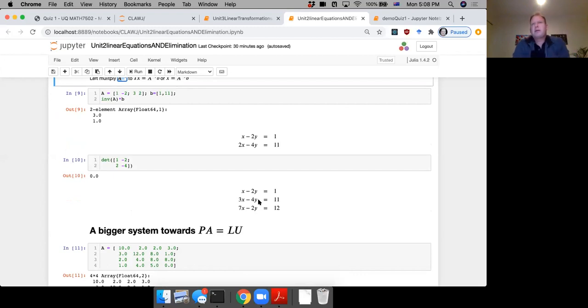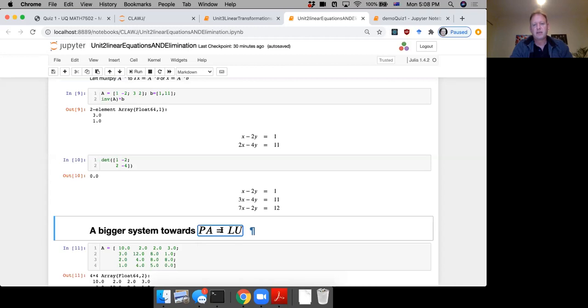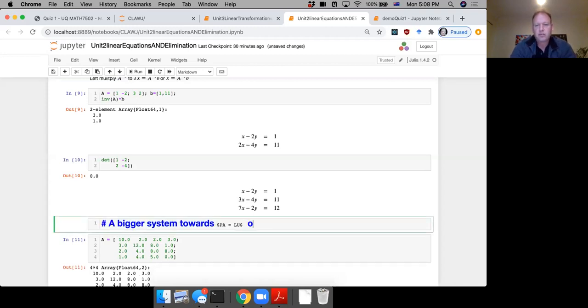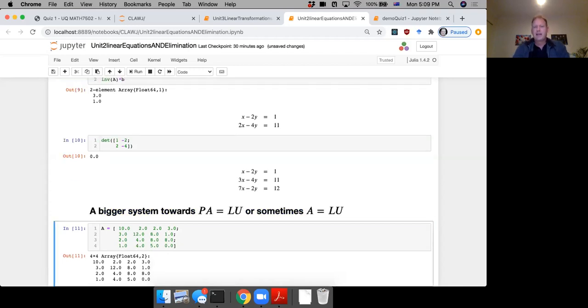But today, with respect to linear equations, our story is about solving the system of equations, doing it systematically, and also being introduced to our first matrix factorization, okay? And that matrix factorization is PA equals LU, or sometimes just A equals LU. It's called the LU factorization. Now, I'll explain what that is, and we'll spend quite a bit of time on that, okay?